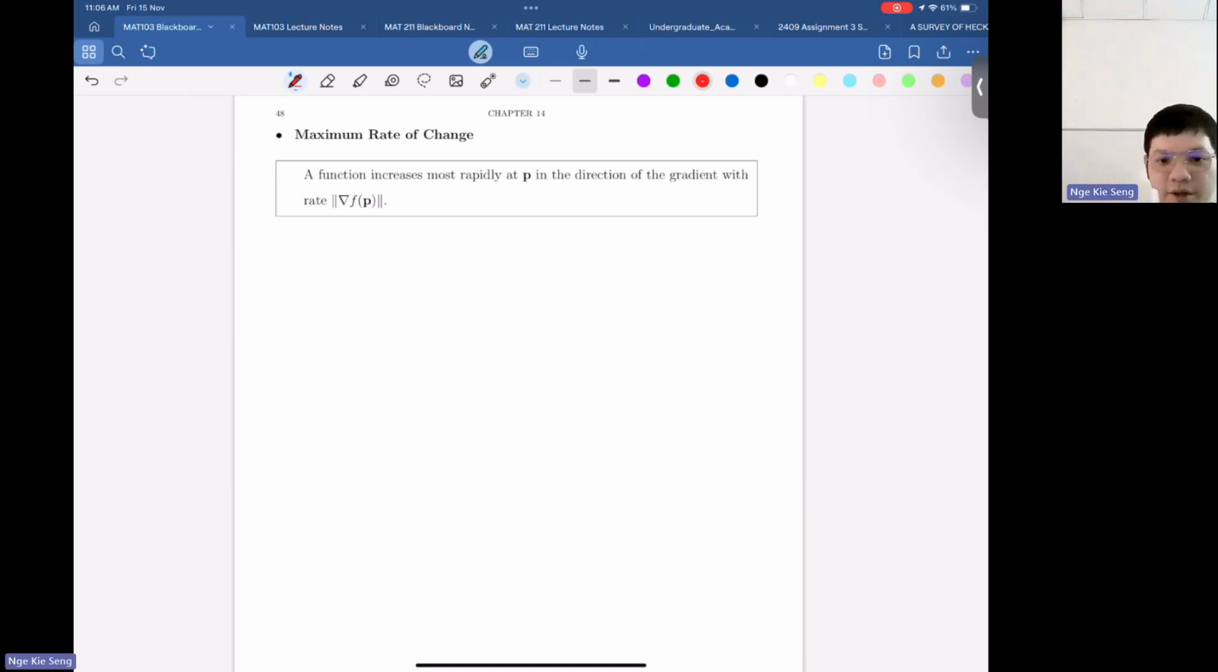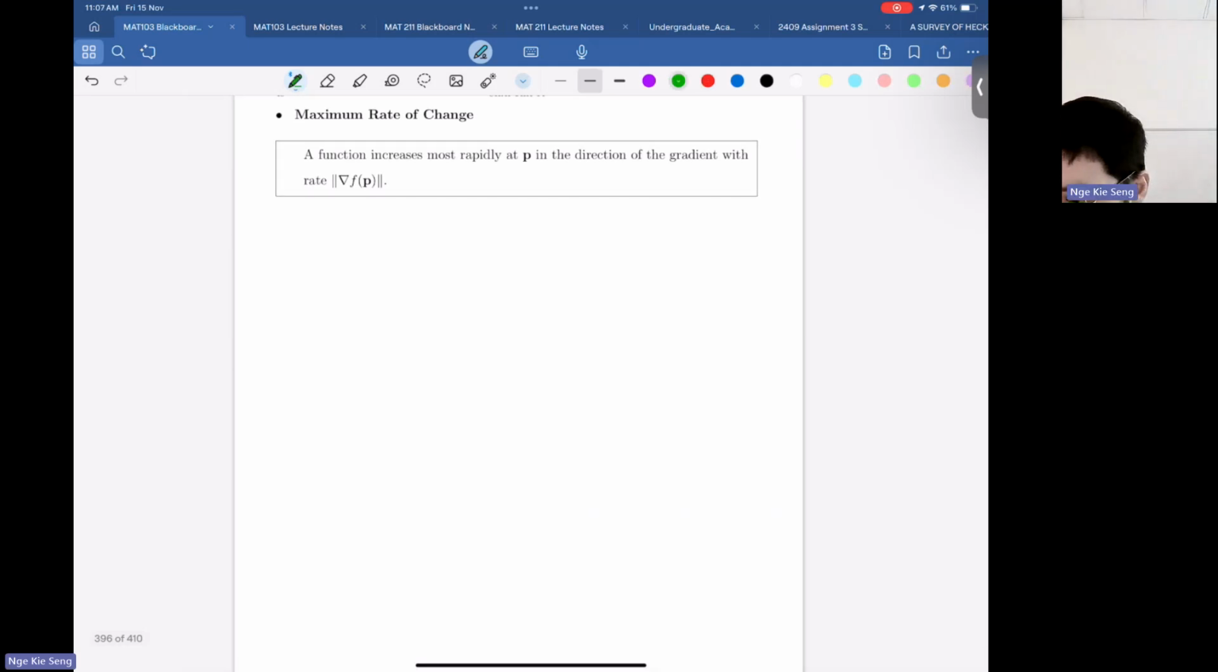Okay, let's see what it is saying. This should be a proposition. Let's verify this. So what does this sentence mean? If you look at your surface, the function here is a function from two variables to one. It is talking about the change of this surface, which is not necessarily an increase; it may decrease depending on the sign. So it increases most rapidly at a point p, but there are many directions at the point, which direction? It says in the direction of the gradient. The gradient defines a direction, because the gradient is a vector, so it has direction.